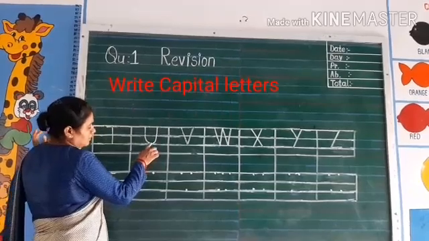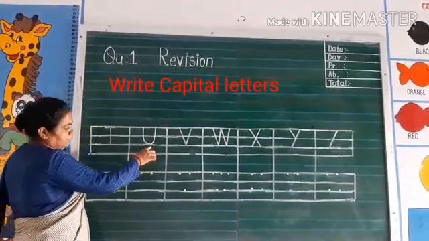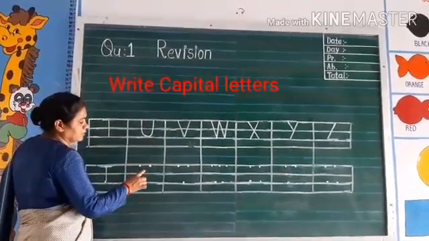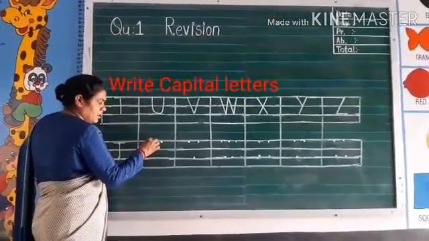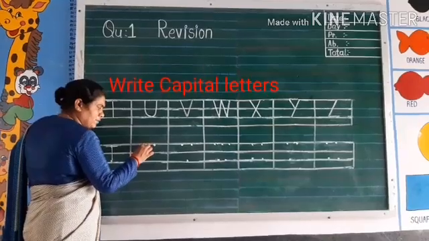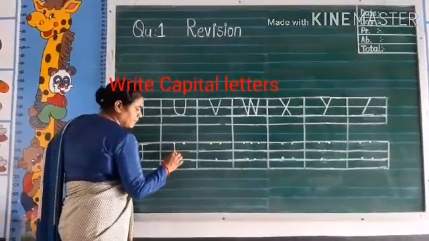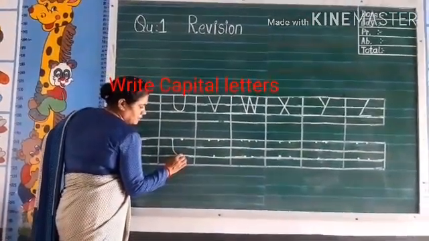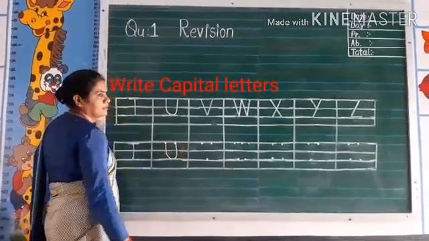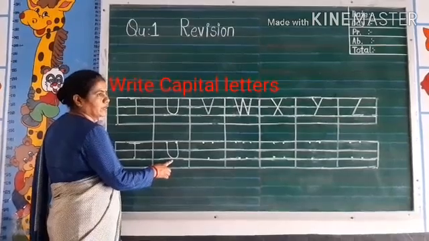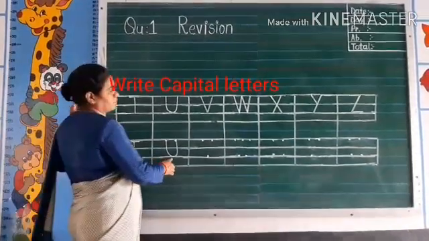Next, which letter is this? U. Capital letter U. How to write capital letter U? Here 2 dots are given. First, up to down, make a standing line, little curve and down to up, make a standing line. This way you have to write capital letter U.